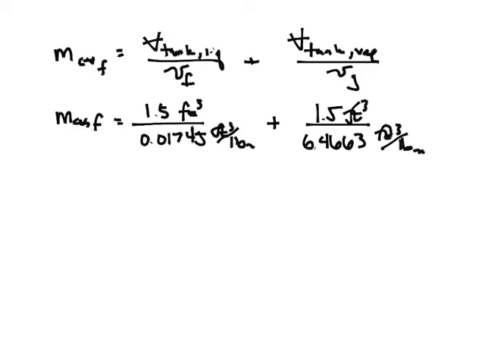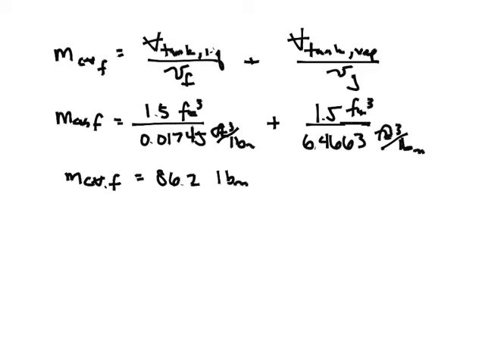Okay, so if you'll excuse these very messy units. Okay, so in the numerators, we have the volume of the tank that is the saturated liquid and the saturated vapor, and in the denominators, we have the specific volumes. And when we plug those in, what we find is that we have 86.2 pound mass at the final state.